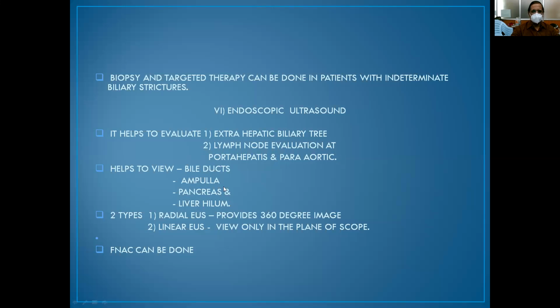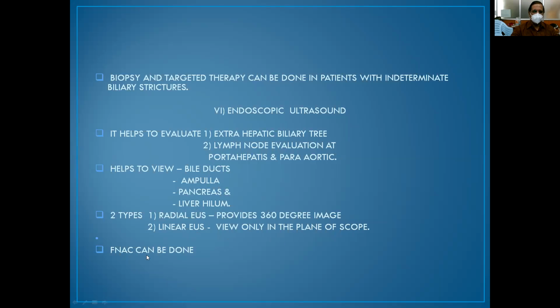Any tumors in the pancreas, any ampullary carcinoma, bile duct strictures, whether benign or malignant, and at the hilum of the liver, enlargement of the porta hepatis lymph nodes, we can diagnose. And there are two types of endoscopic ultrasound: radial, which provides 360 degrees of image, and linear endoscopic ultrasound, which views only in the plane of the scope, that is, only in one plane.